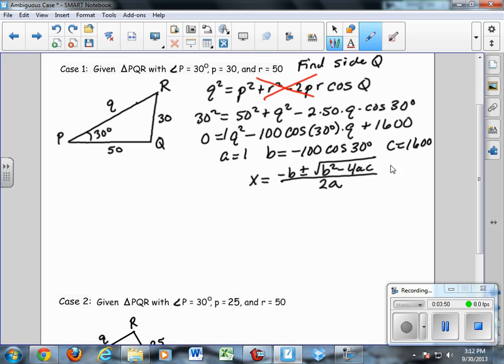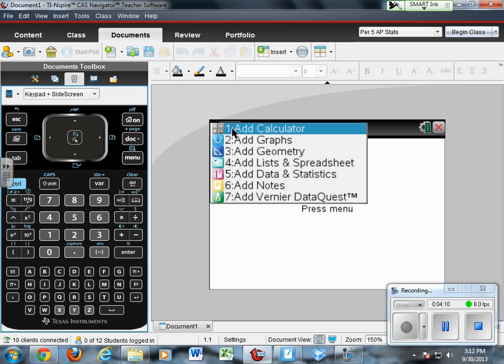Now, what I would suggest doing is to store these three values in your calculator as A, B, and C, and then just type in the formula. You'll have to do one with a plus and one with a minus. Actually, you might be able to do both at the same time. Let's check this out. So, opening up my calculator, add a calculator page.